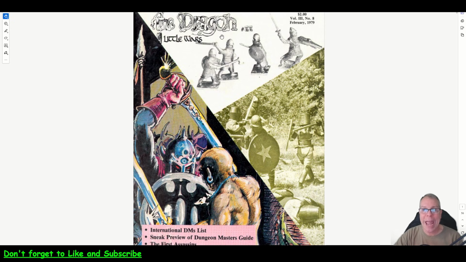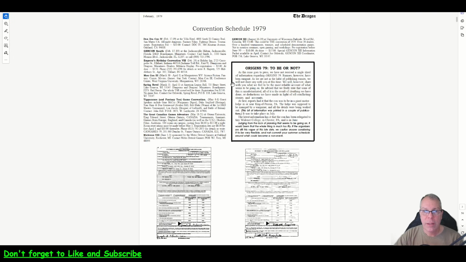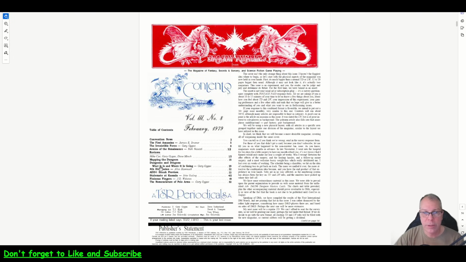This is Dragon Magazine number 22. And I have a nice PDF copy of this. And there's an article inside here. So we've got the table of contents here. And on page 29, Dungeons and Dragons, what it is and where it's going. And so we get an article from Gary Gygax.